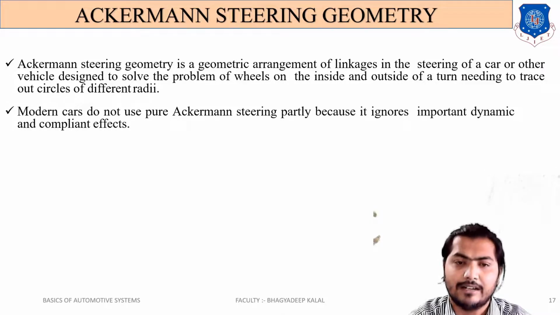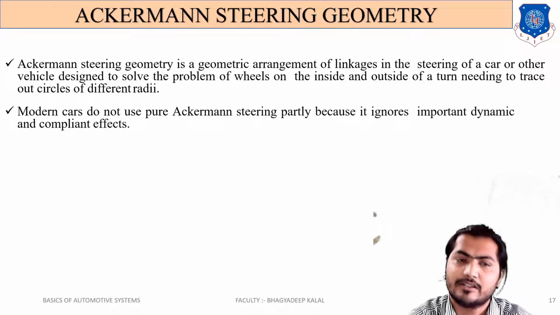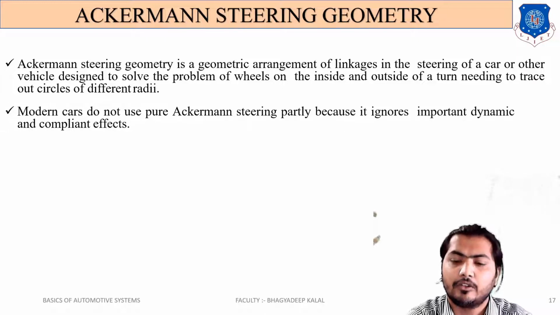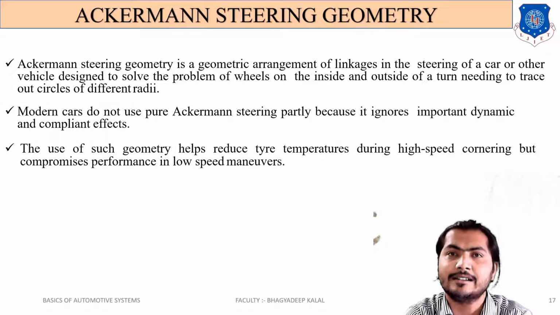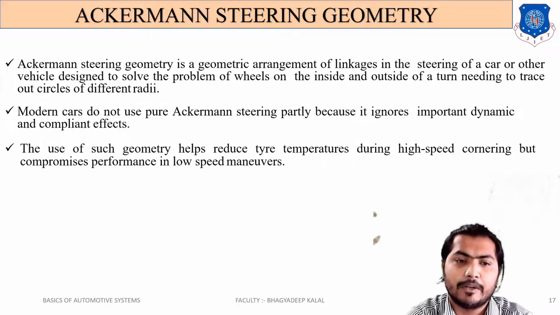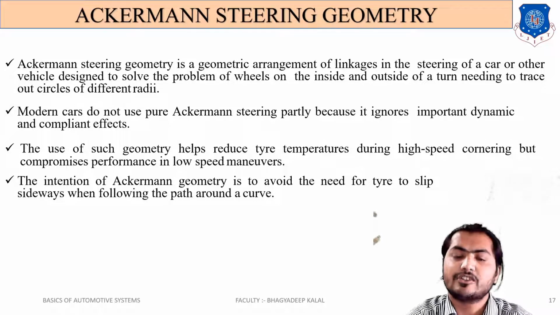Nowadays, all cars do not use perfect or purely Ackerman steering, partially because it ignores the importance of dynamic and compliant effects. The use of such geometry reduces the tires' temperature during high speed cornering and compromises performance in low speed maneuvers. The intention of the Ackerman geometry is to avoid the need for the tire to slip sideways when following the path around.